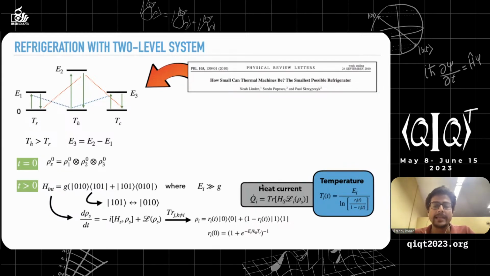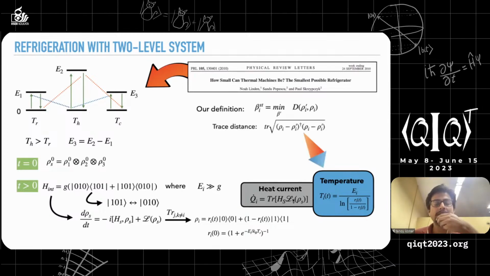And another thing that can also describe the refrigeration is the heat current, that is the amount of heat going out from the system to the environment. So this can be described by this H_S, where L_i is the Lindblad operator. Now, as we have described, our definition is the minimization over this beta prime of the trace distance between rho_i prime and rho_i. And we analytically show that if we take the trace distance to be this form, then for a spin-up system, that is a two-level system, our temperature difference boils down to this Popescu inversion temperature from the population inversion scenario.